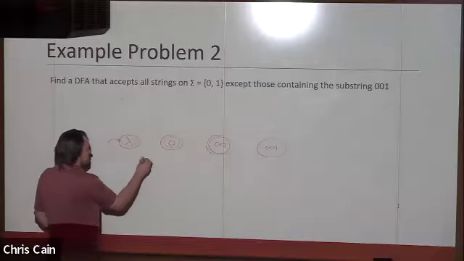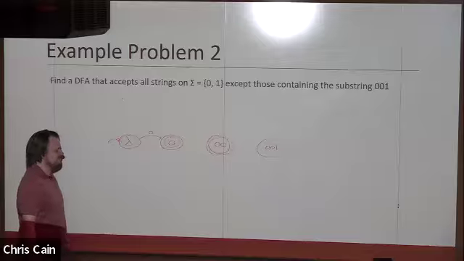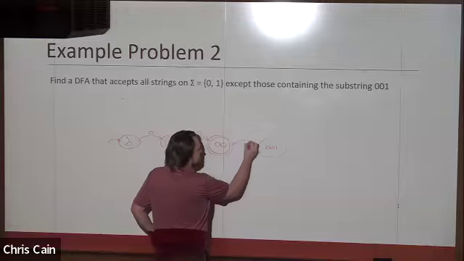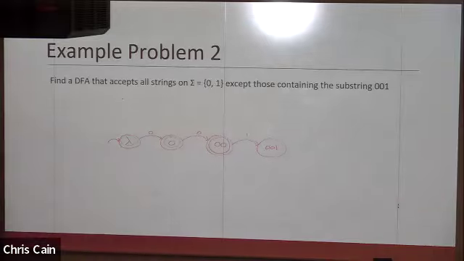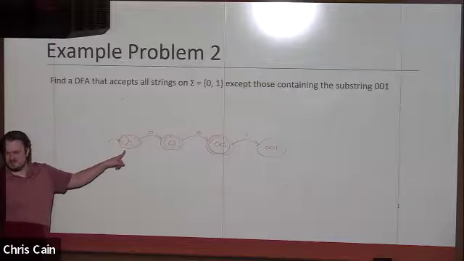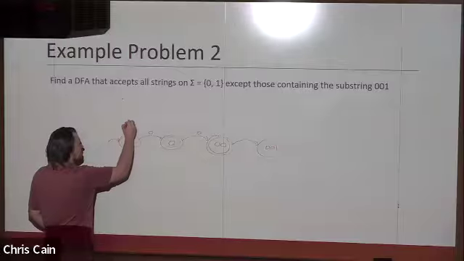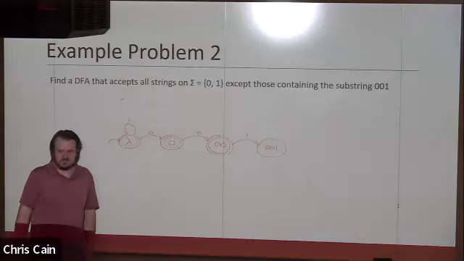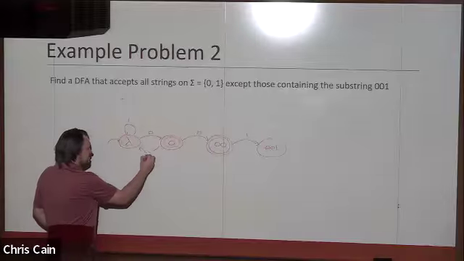So it's easy to build the 0 when we see it. From here, we see another 0, we go here. We see a 1, we go here. The harder ones are the others. So from here, when we see a 1, what do we do? Move back to itself. We still haven't seen any portion of 0, 0, 1. From 0, what happens if we see a 1? Back to the initial state.